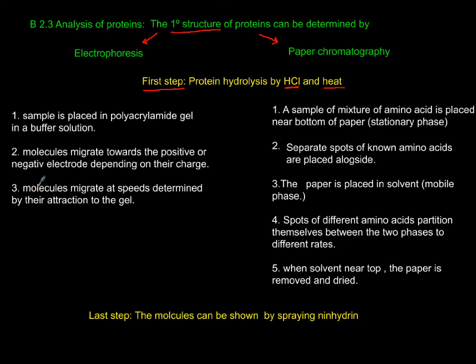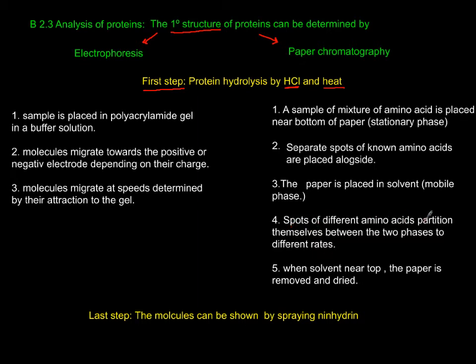In paper chromatography, the sample is placed almost at the bottom, 1 centimeter away from the edge of the paper. Separate spots of known amino acids are placed alongside because you want to know if your mixture contains those. I'm going to show you this process to make it easier to comprehend. The paper is then placed in a solvent known as the mobile phase. Your paper is known as the stationary phase.